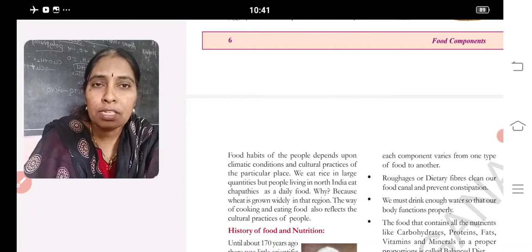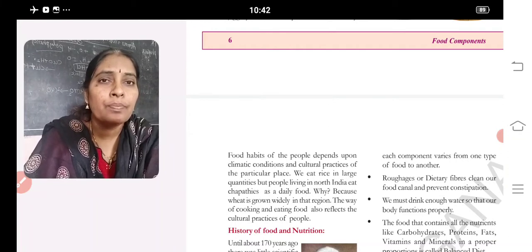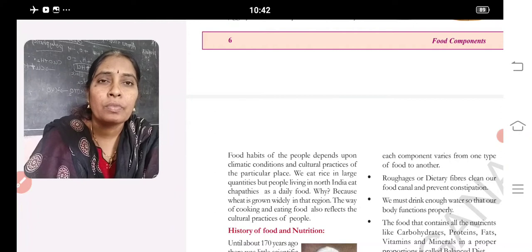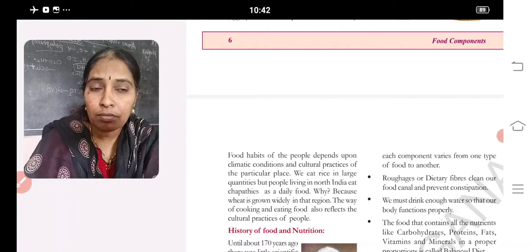What are roughages? They are rich in fiber, like raw banana, papaya, leafy vegetables, spinach, bananas, papayas, watermelon, oranges, carrots. They are rich in fiber, which helps free bowel movement and avoids constipation. So roughages should be included in our diet.